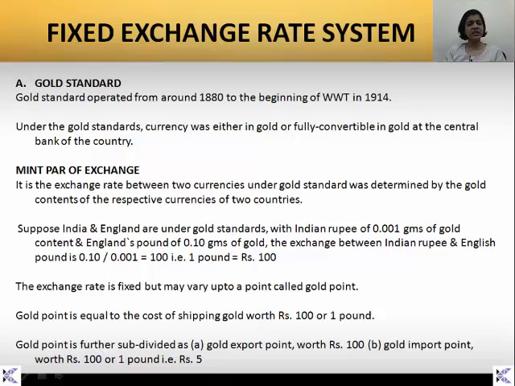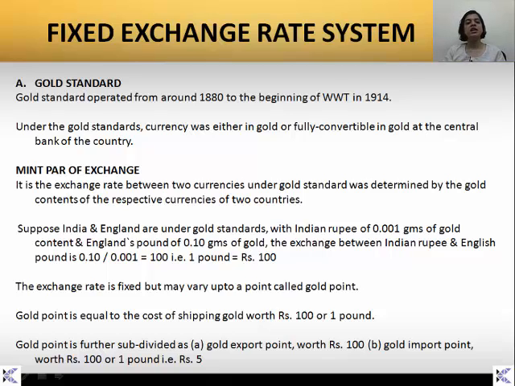Now, suppose India and England are under the gold standard. The Indian rupee has 0.001 grams of gold content and England's pound has 0.1 gram of gold. The exchange rate between the Indian rupee and the English pound is 0.10 divided by 0.001, which is 100, which means 1 pound was equal to 100 rupees.